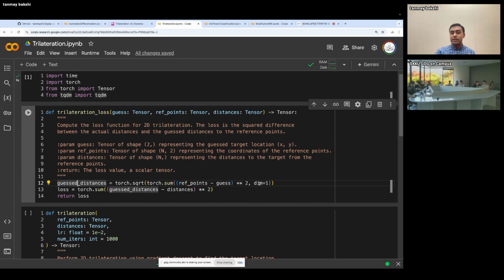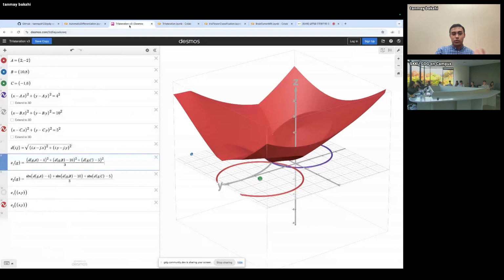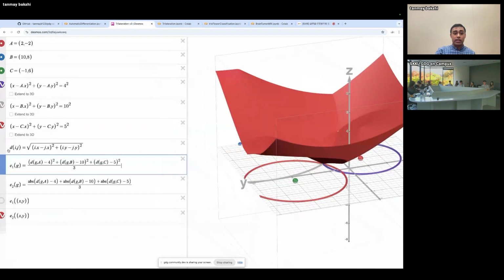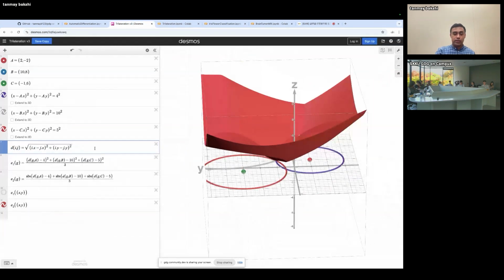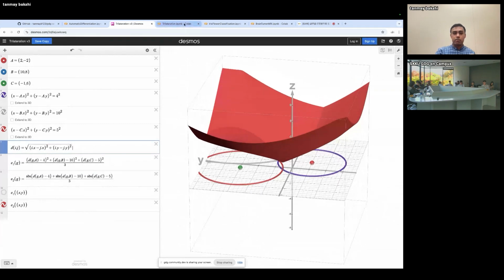And the way we do this is simple Euclidean, or straight line, distance. So we take the reference points minus the guess. For the x and y of each reference point, you get the difference between that and the guessed point. You square those differences, you get the sum of those squared differences, and then you get the square root, which once again is exactly what we're doing here for our distance function. So super simple straight line distance function.